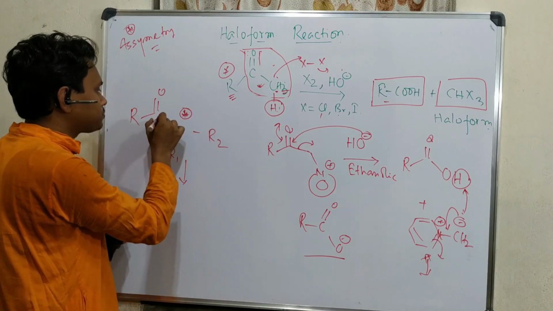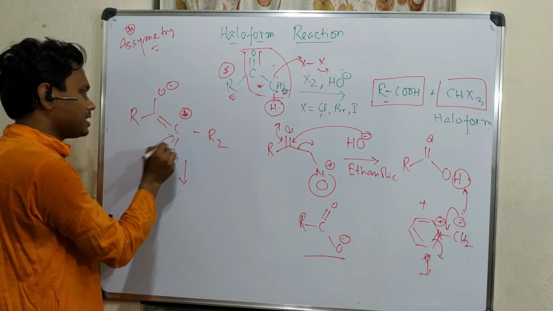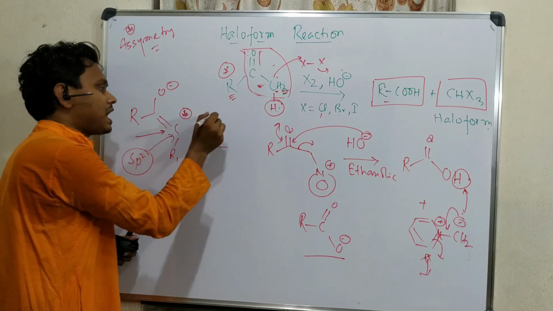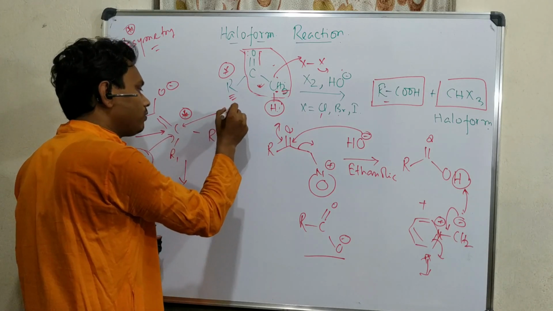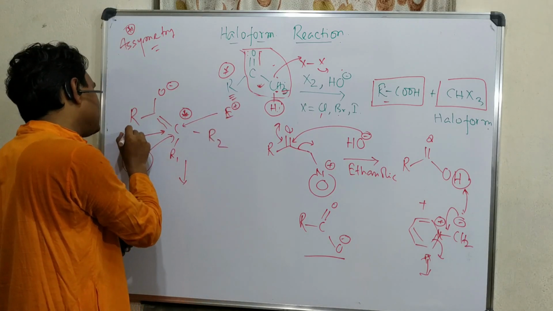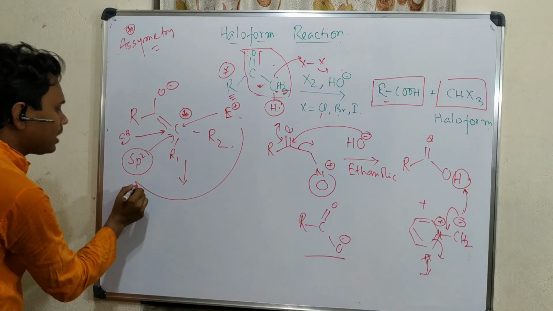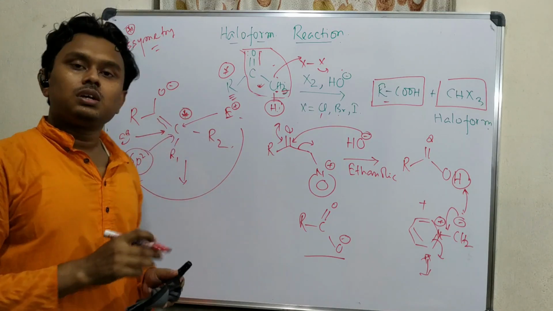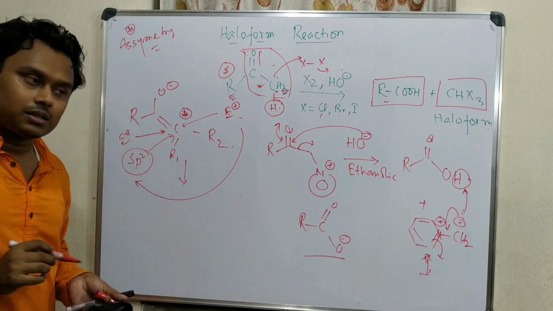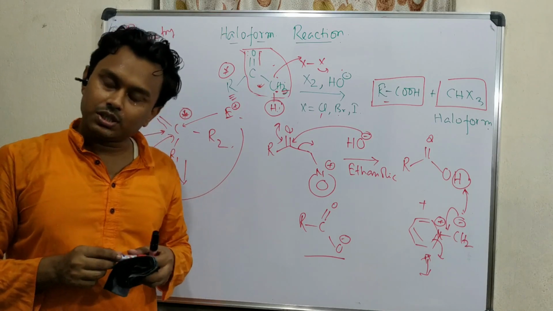Why? Because it undergoes enol formation, and in this way it's sp2 hybridized and planar. So both sides have an equal probability for the attack of this negative charge on this electrophilic center, for example halogen. So in this way, through enolization, this asymmetry is destroyed. So keep this factor also in mind. So this is the end of this haloform reaction discussion.